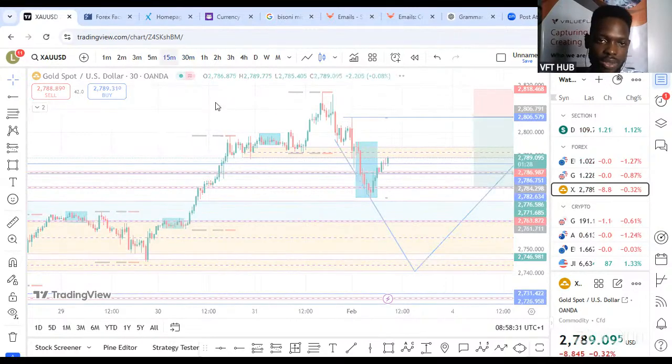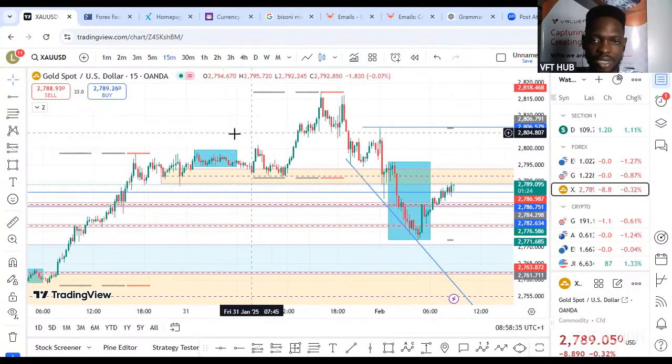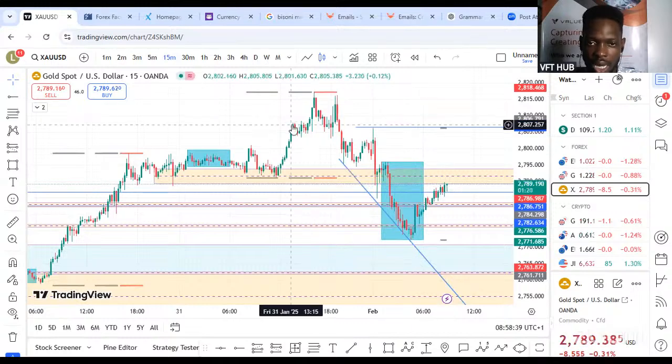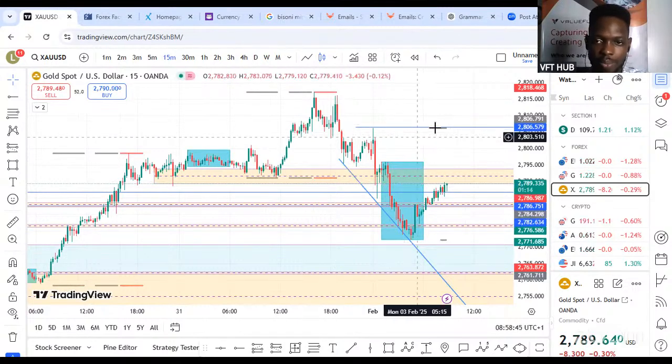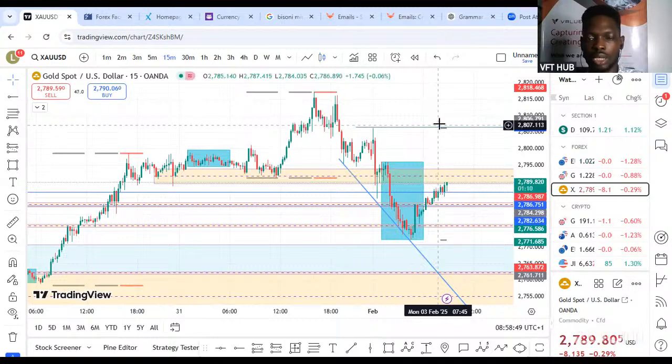Now let's go to the 15-minute time frame to see if it is definitely there. And we can see the shoulders from here around the 15-minute time frame too. I'm highly optimistic that when price takes out liquidity here, then we begin to look out for our entry for the sell.